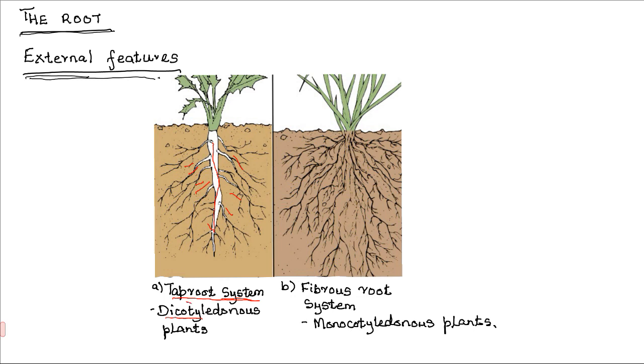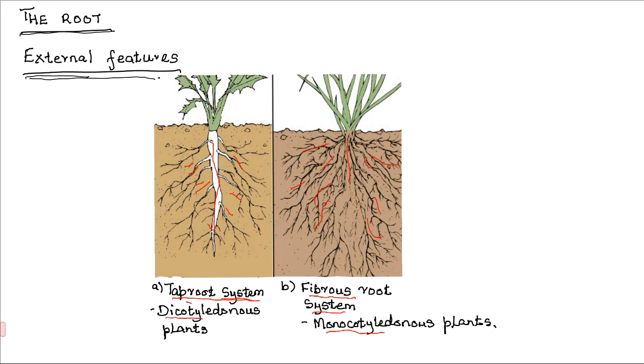The second one is the fibrous root system found among the monocotyledonous plants. In this system, in addition to the primary root, that is the radicle, several secondary roots, all of which are about the same size as the primary, also arise. So we have a fibrous root system consisting of many roots of about the same size spreading from the base of the plant to the surroundings.